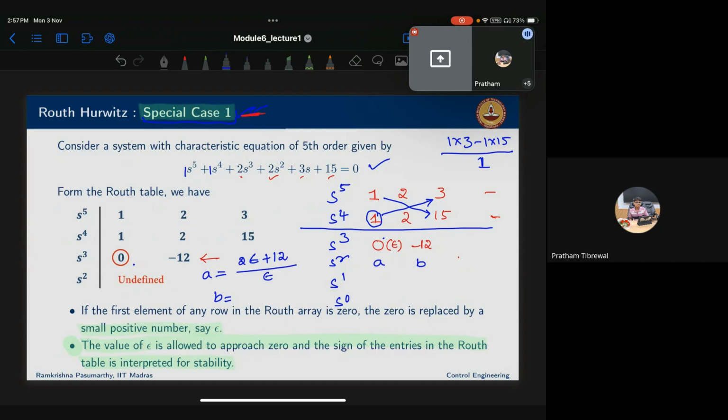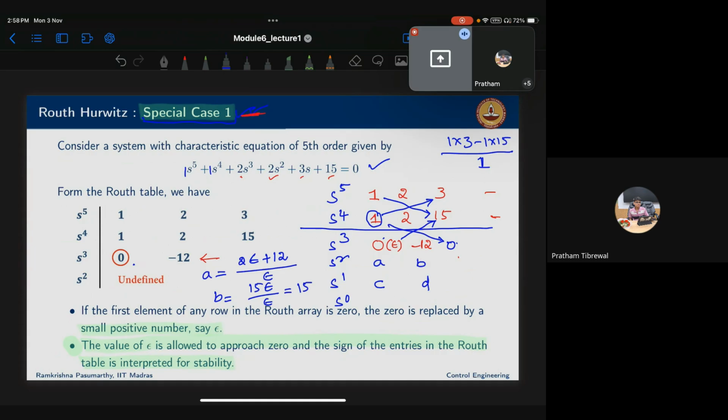Our B would be, then we have to find one more element there, minus 12. So this will be 0. So that will be 15 epsilon, divided by epsilon. It will be epsilon we are taking, so 15 epsilon upon epsilon. Is that clear? So B will be 15. Now, let's say this is C, this is D.